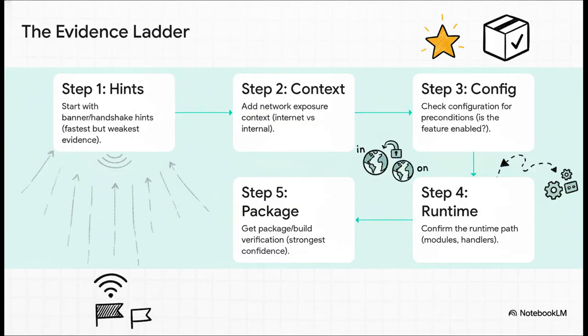This lays out the path perfectly. You start at the bottom with those weak banner hints. Then you climb a rung and add context. Is this thing even facing the internet? Then you check the config. Is the vulnerable feature actually enabled? You try to confirm the runtime path. And finally, you reach the top, the gold standard, direct package verification. Every single step up this ladder makes your finding that much more solid.